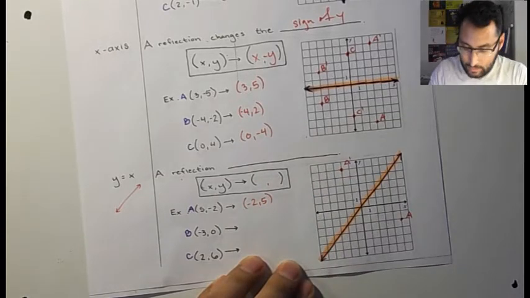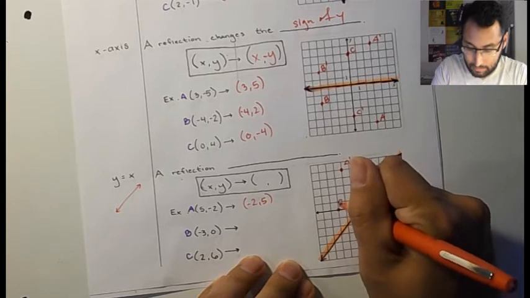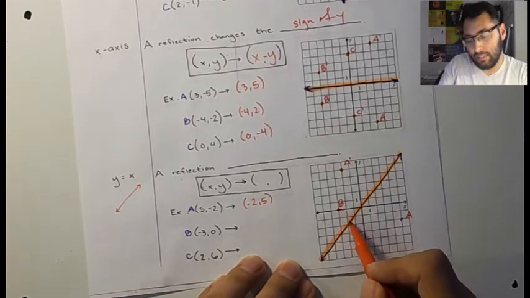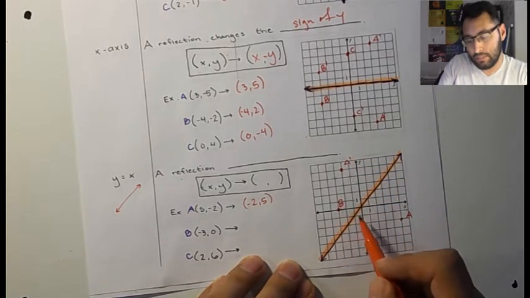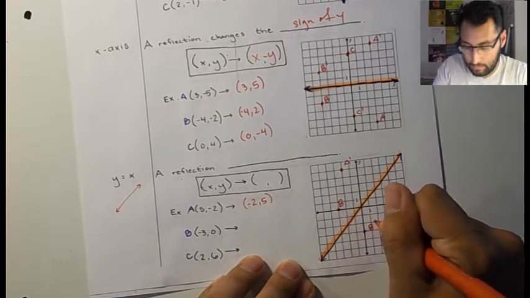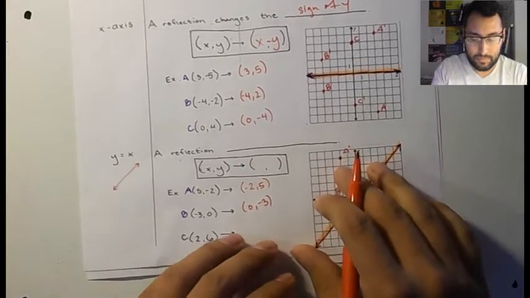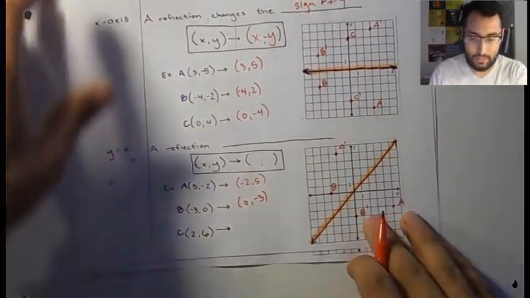Negative 3, 0, that's 3 to the left, and just right there, that's going to be B. So if I were to reflect this about this line, it would just be on the other side of it, so that's where B prime is. And that is 0, negative 3. So just try to keep in mind, what's the pattern here?